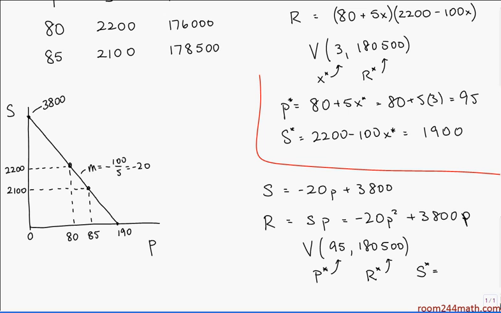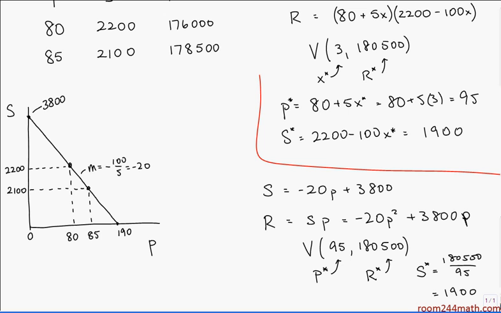The only thing we don't directly have is the sales at the maximum revenue, S star. But that's pretty easy because that's just simply the revenue divided by the price. And so you have 180,500 divided by 95, and that turns out to be 1900 as above.